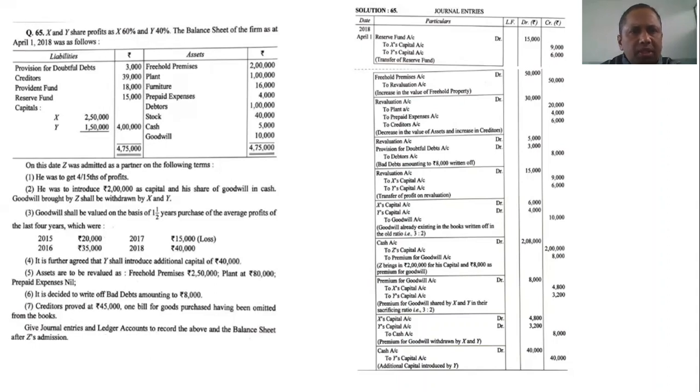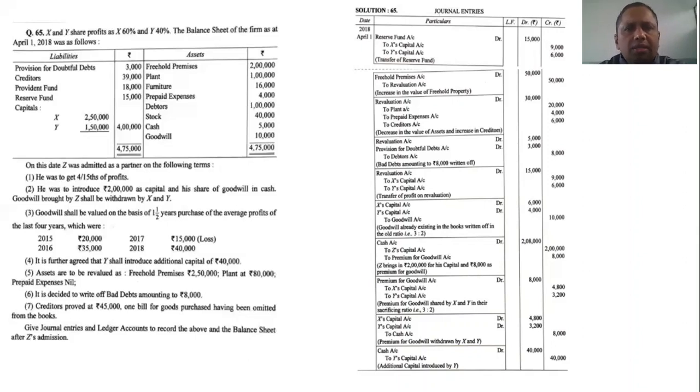The next journal entry is freehold premises. While the freehold premises is increased by 50,000, it is shown at the credit side of the revaluation account. So the journal entry is: Freehold Premises Account debited to Revaluation Account. In the revaluation account, three items are there: decreased value of assets and increased liability. So they are transferred to the debit side in the journal entry.